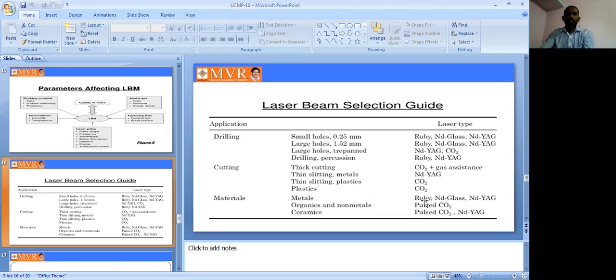Next one is that we can choose for materials. What kind of materials we are using; see here, in metals.